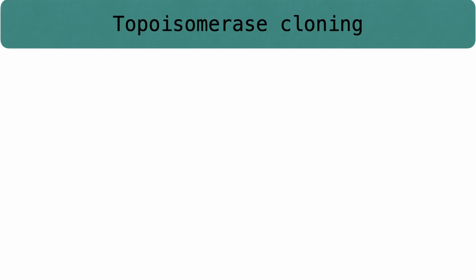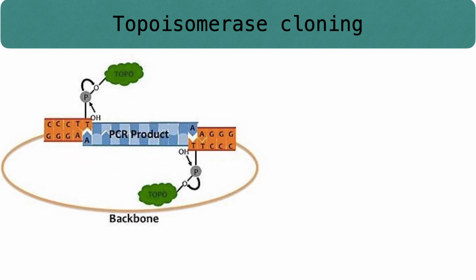Here is another example, which is topoisomerase cloning, which is also a convenient and easy method of gene cloning.